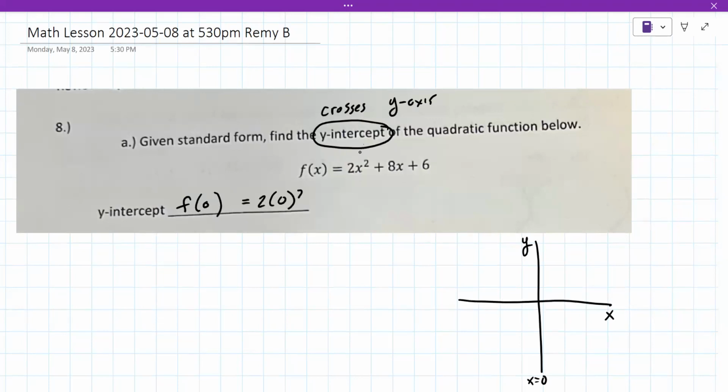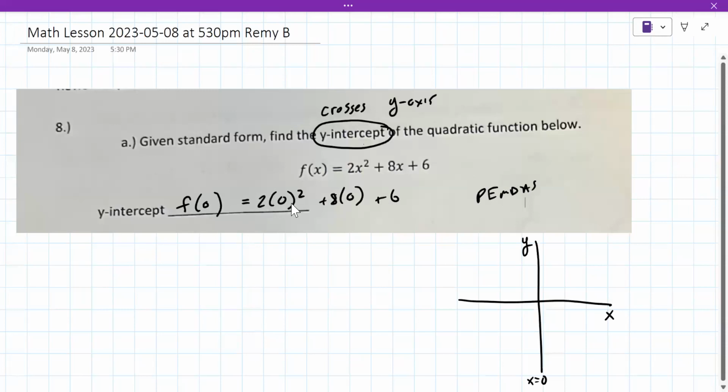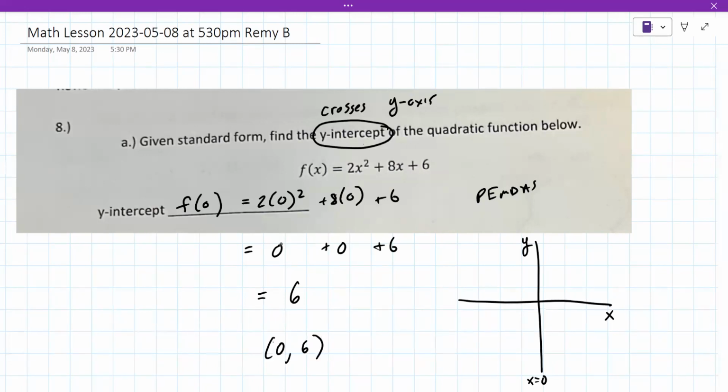Putting 0 in for x. Wherever you see an x, you're putting 0 in. Then you just have to evaluate, order of operations here. First you square: 0 squared is 0. 2 times 0 is 0. 8 times 0 is 0, plus 6. We have 0 plus 0 plus 6, and that equals 6. Notice that any term with a 0 in it basically goes away. The y-intercept is an ordered pair, (0, 6).